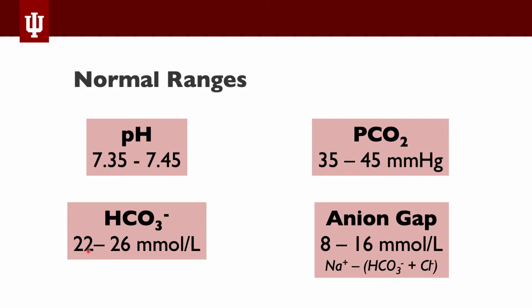And finally, the anion gap. This is going to vary depending on the lab that you use. It's usually somewhere in the neighborhood of the 10 to 12 range. I've given a fairly broad range of normal anion gap, and you're really going to have to use whatever lab you're using at your institution.